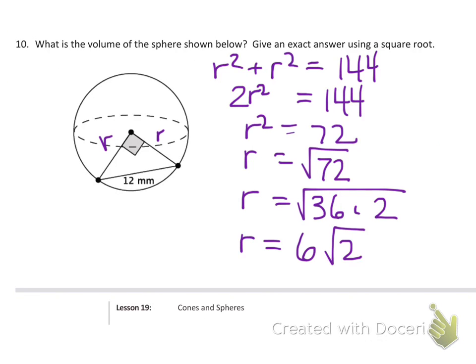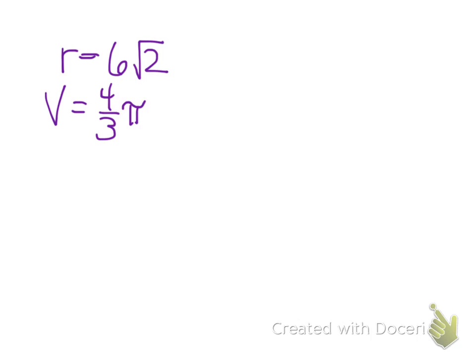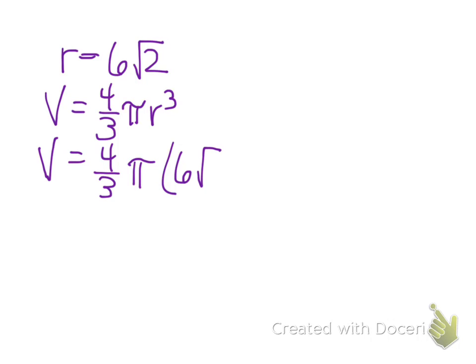Now we need to find the volume of the sphere. So I'm going to get a blank page here. Our radius, once again, was 6 times the square root of 2. So the formula for volume is V equals 4/3 pi times the radius cubed. So we're going to have 4/3 pi times 6 square root of 2, cubed.